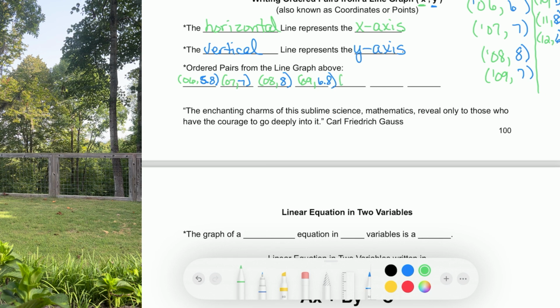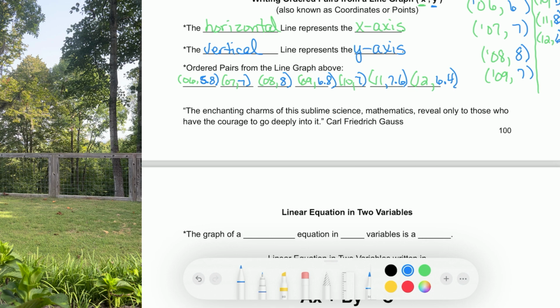Then we had 10, 7. Then we had 11 and 7.6. We've got 12 and 6.4. Okay.